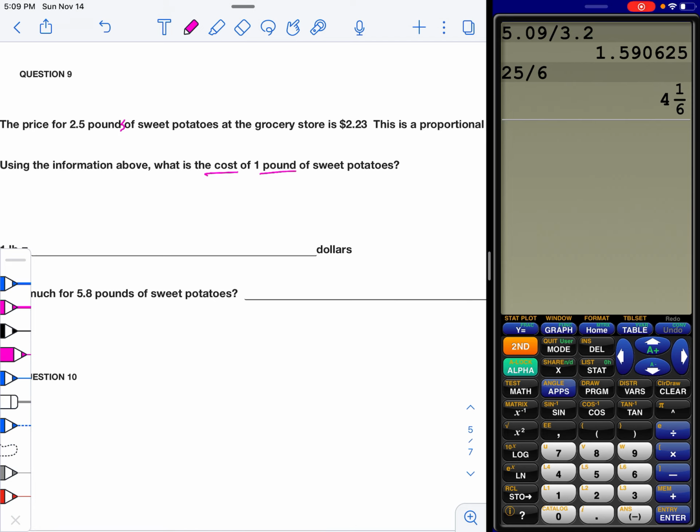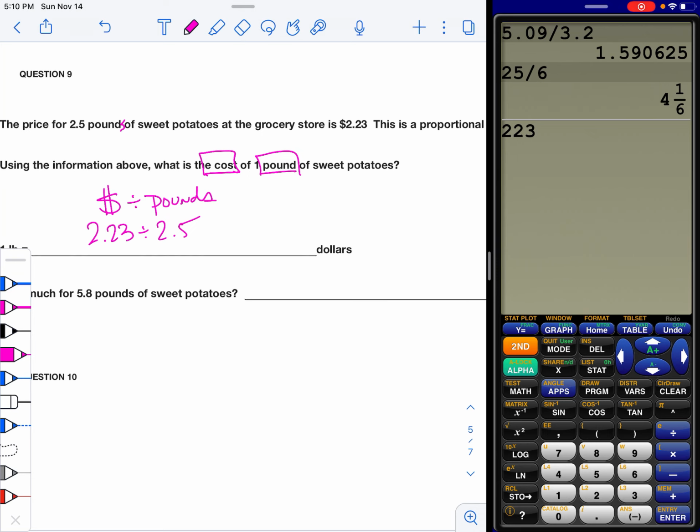So we want to know the cost of a pound. So we want to know money divided by pounds. Right? Notice how that works. This is first and this is second. So that's how we know which thing to type in first and which thing to type in second. So the money is $2.23, so $2.23 divided by 2.5.